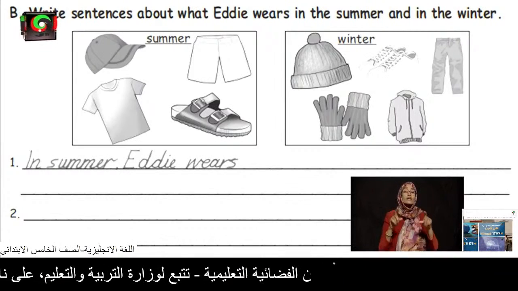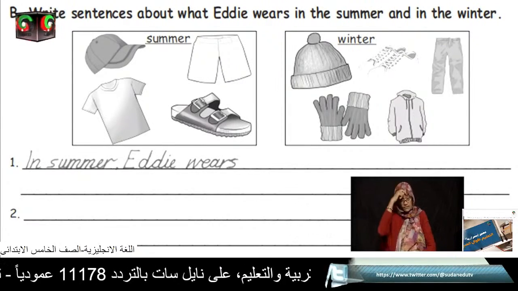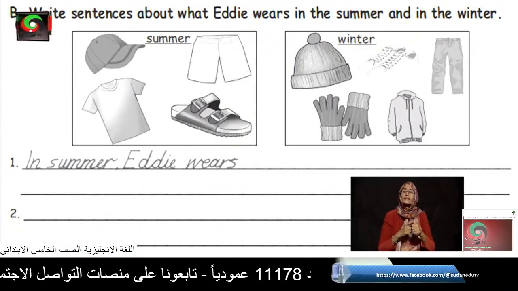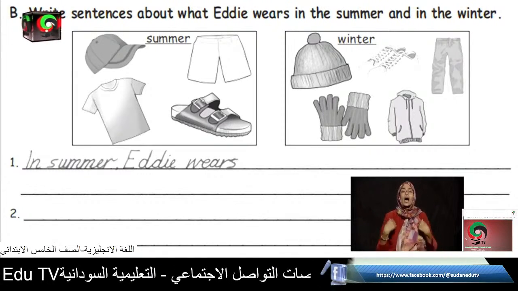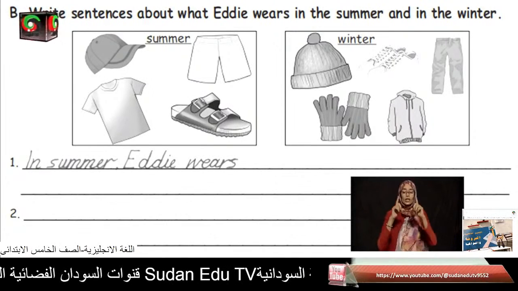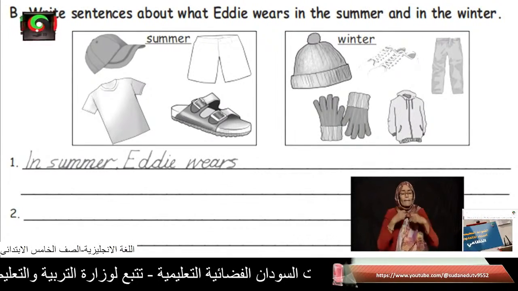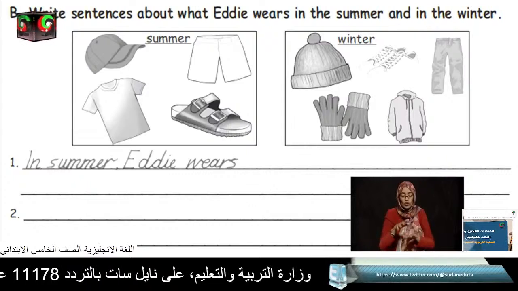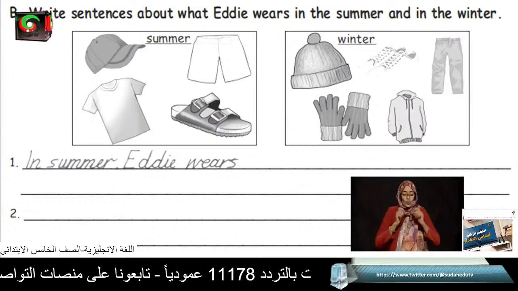Let's look at picture 1. This is summer. So in summer, Eddie wears what? Can you tell us? Of course you can. He wears a cap, shorts, sandals, and a t-shirt. Let's move to picture 2. So in winter, Eddie wears what? Good. A warm hat, shoes, trousers, gloves, sweater. Also, he can wear a coat.